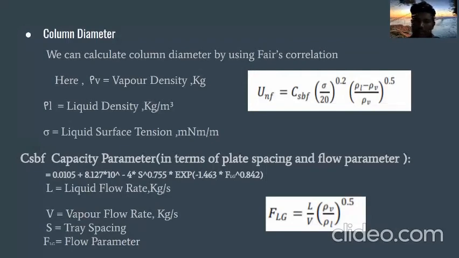For the given flow parameter formula, L and V represent liquid and vapor flow rates, and rho V and rho L represent vapor and liquid density respectively. After calculating CSBF using this formula, we can calculate superficial gas velocity. And as we have calculated superficial gas velocity, it is very easy for us to calculate the linear design gas velocity, which is approximately 80% of superficial gas velocity.